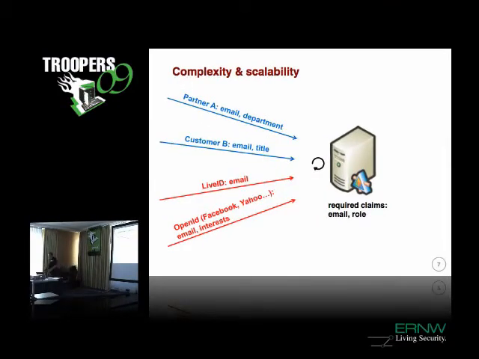Now the thing is this, you start partnering with other people. Now suddenly they say, okay, we can do that, but our role claim is called department. Okay? Your other customer says, yeah, we can do that, but our role claim is called title. Can you somehow do a mapping between them?